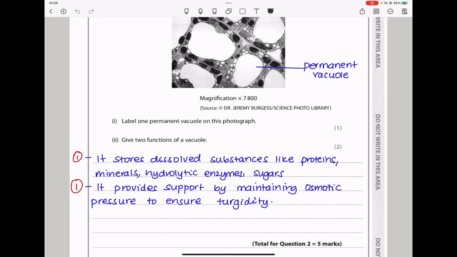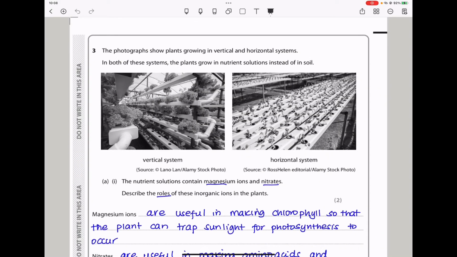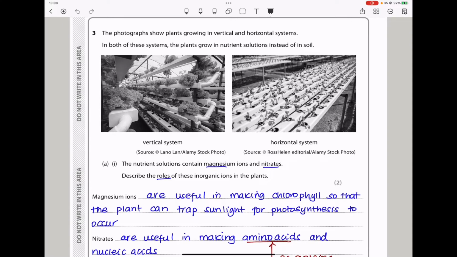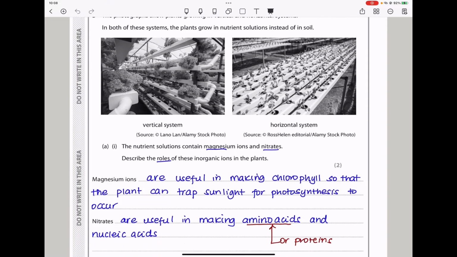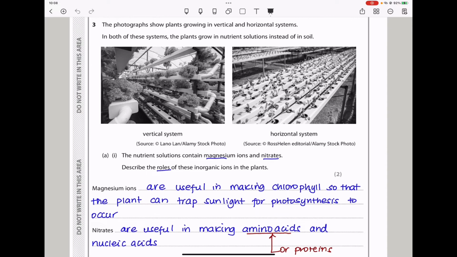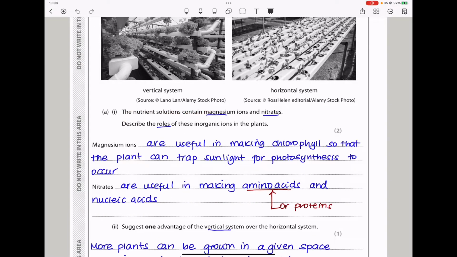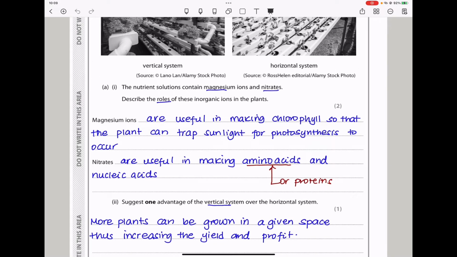Let us continue to question 3. Question 3. The photographs show plants growing in vertical and horizontal systems. In both of these systems, the plants grow in nutrient solution instead of in soil. So we can see this is in vertical and that is in horizontal. The nutrient solutions contain magnesium ions and nitrate. Describe the roles of these inorganic ions in the plant. Magnesium ions, of course, are useful for making chlorophyll so that the plant can trap more sunlight during the process of photosynthesis.